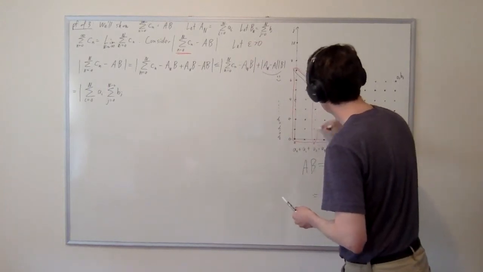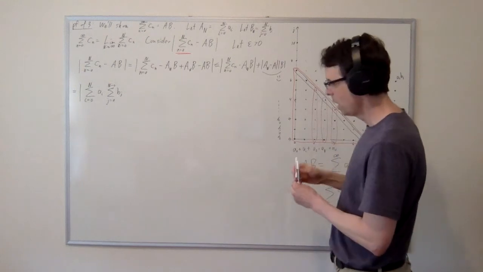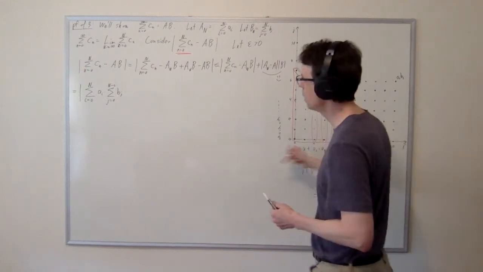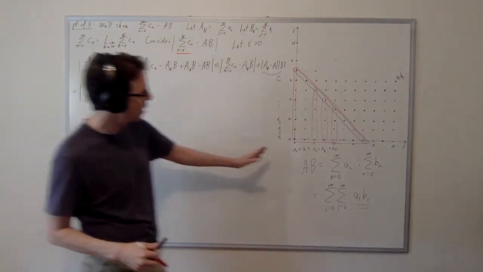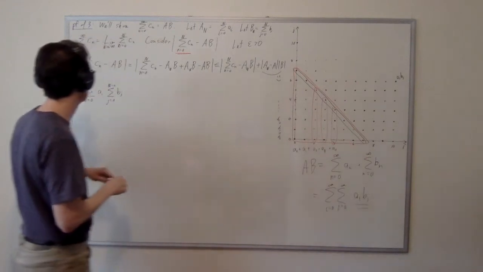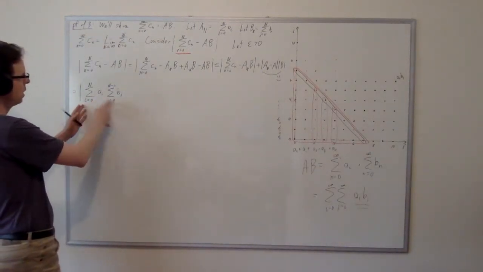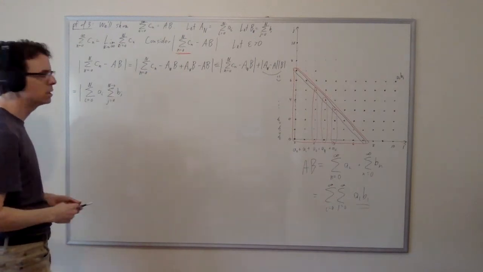columns here. There's one column, and then the next column, and the next column. The height of each column corresponds to this inner sum, and each one is multiplied by a_i, because a_i is the constant that multiplies all of these different b sub j's. So that opens up this summation of the c_n's.